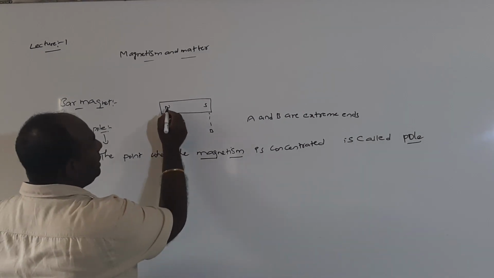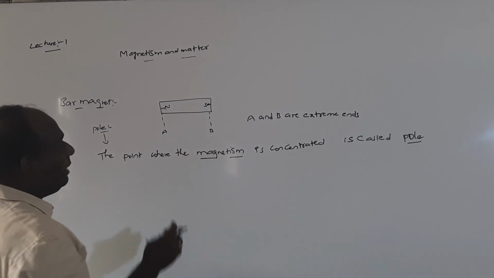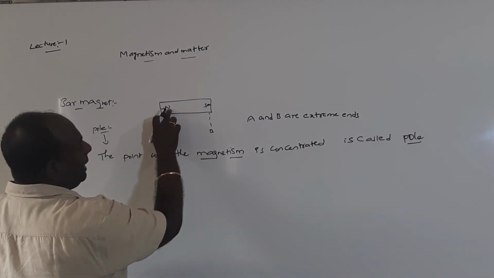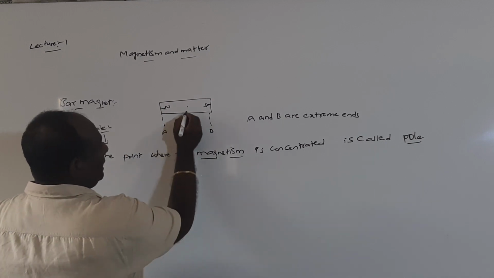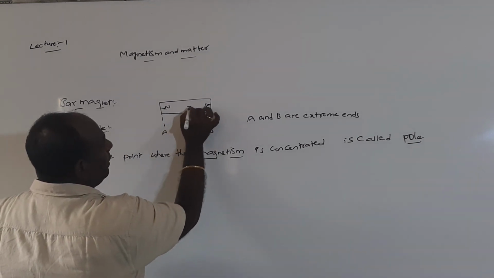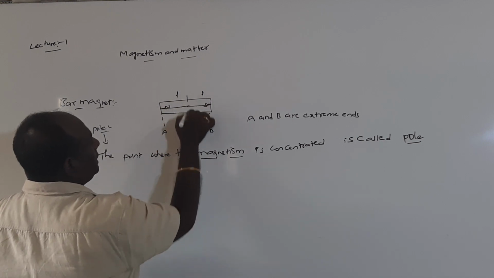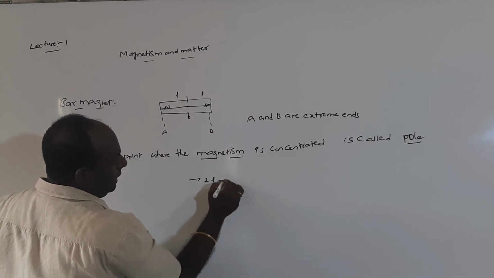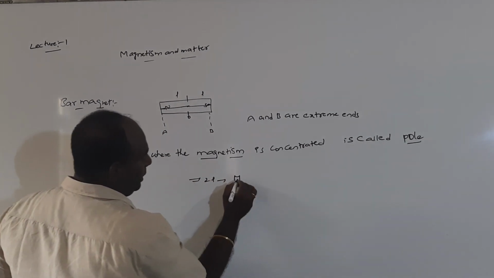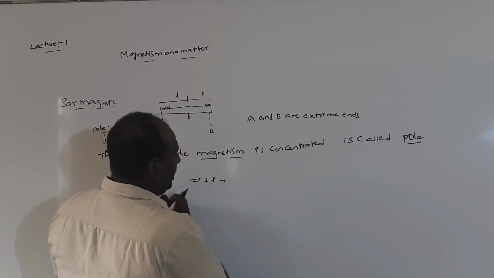Here the poles are concentrated somewhat nearer to the ends, but slightly inside the bar magnet. If you consider here, all the distances are measured from the center. The center I am calling O. One end is at a distance of L, the other end is at a distance of L. This 2L is known as magnetic length. And the distance between the extreme ends is known as geometric length.